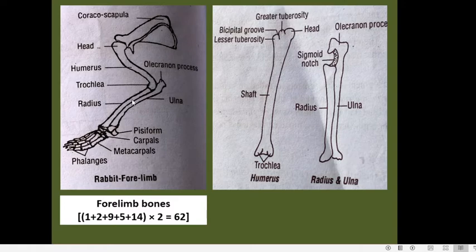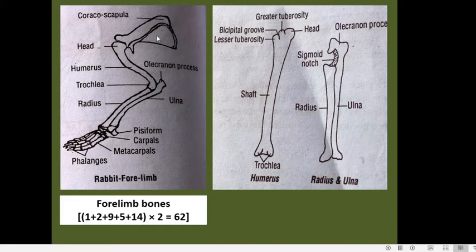The forearm or the antebrachium is supported by two bones. They are the radius and the ulna. The wrist is supported by bones which are called the carpals. The palm is supported by bones which are called the metacarpals, and the digits are supported by phalanges. So humerus is single, radius and ulna, there are two bones, 9 carpals which support the wrist, 5 metacarpals which support the palm, 14 phalanges which support the 5 digits.